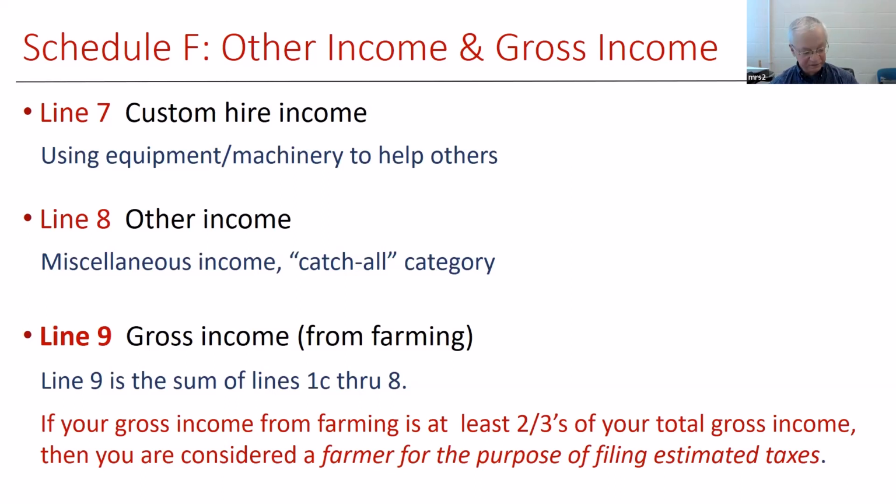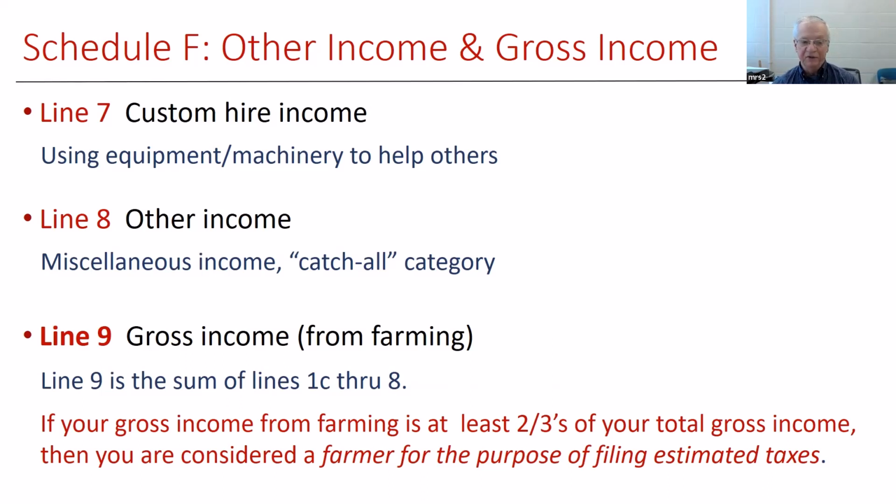Line 8 is sort of a catch-all for other sorts of miscellaneous income. So it can be income derived from breeding fees or from renting farm machinery, if it's a minor part. Incidental income from cider or maple syrup, again, firewood sales. Incidental, meaning small amounts. Bartering income, basically the market value of any bartering activity, should be reported as other income. Those are the kind of things that would appear in line 8.